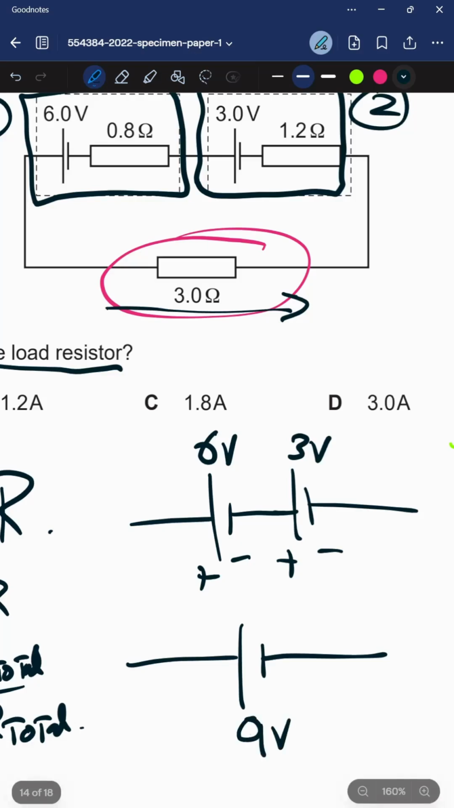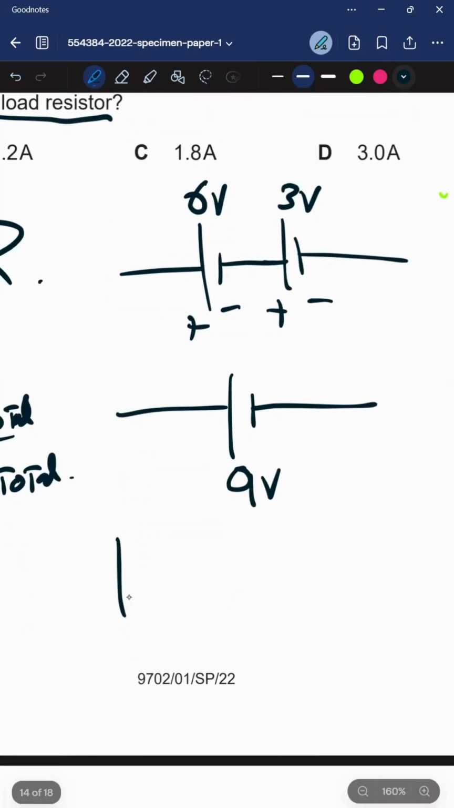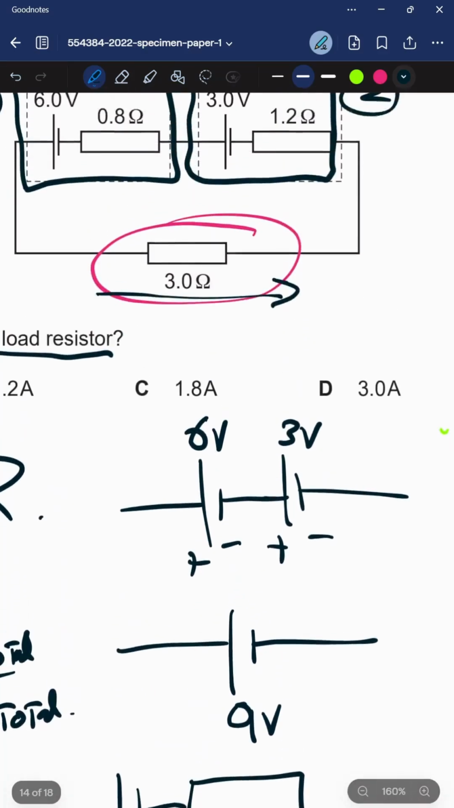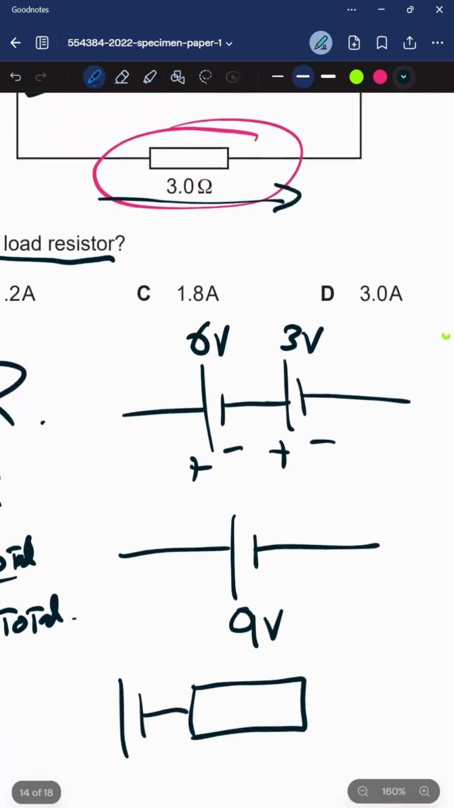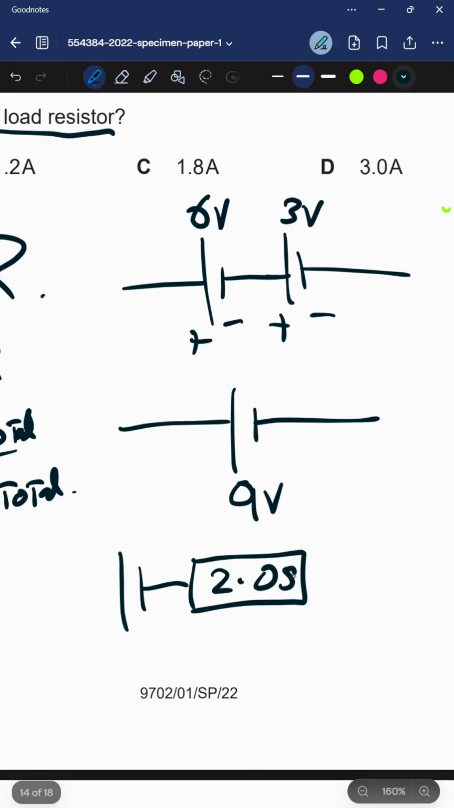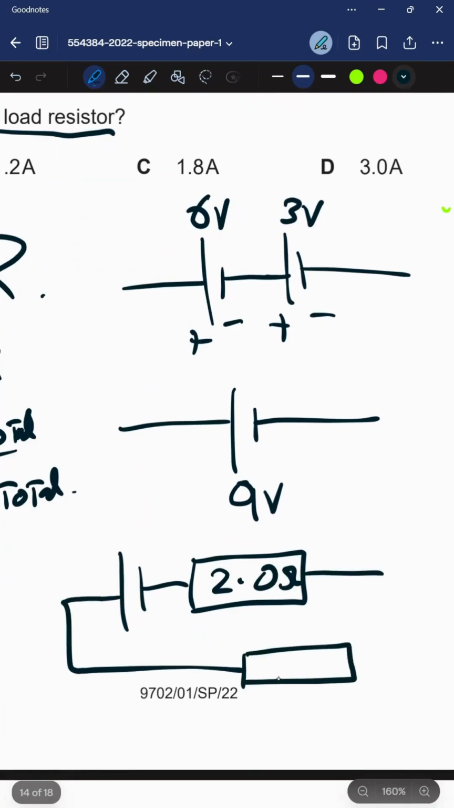So you will have a 9 volt battery together with the total resistance. Why? Because the batteries are in series, so their resistances will be summed up as well. So we get a bigger battery with a bigger internal resistance, which is the sum of the two individual resistances. So 0.8 ohms plus 1.2 ohms is 2.0 ohms, right? Now the new circuit will be this: a 9 volt battery with an internal resistance of 2 ohms and a 3 ohm load resistor.